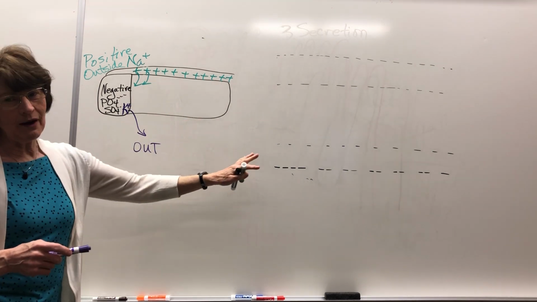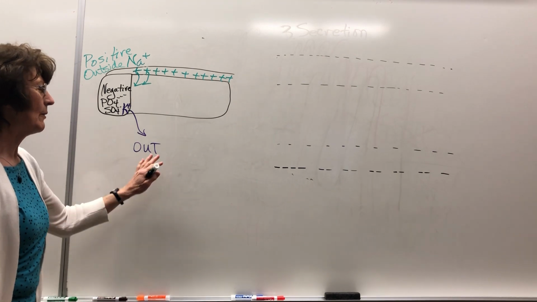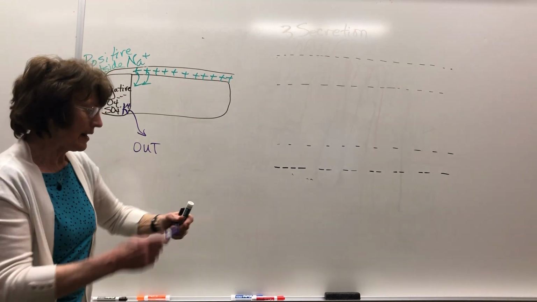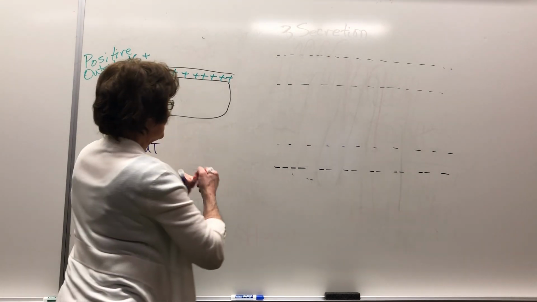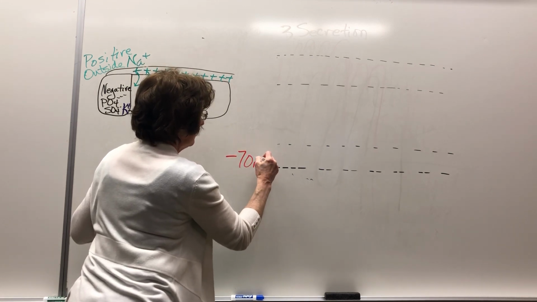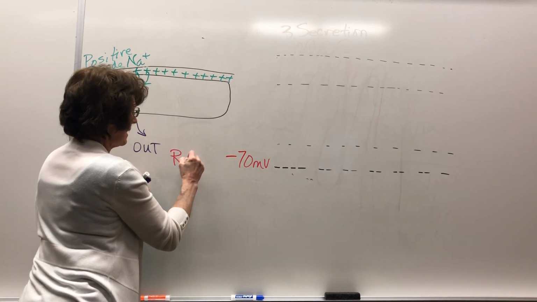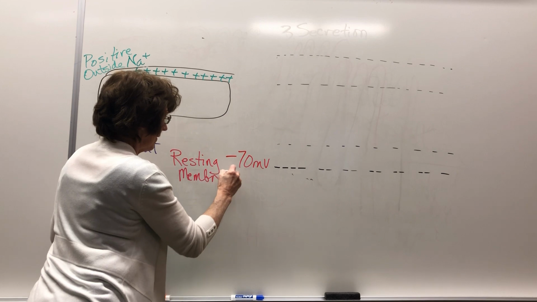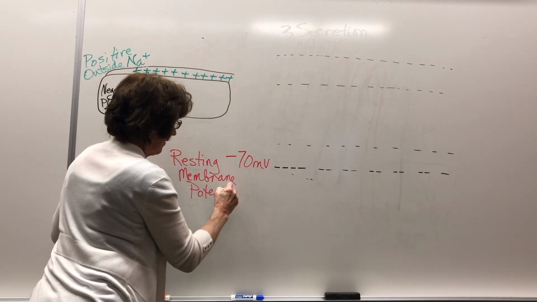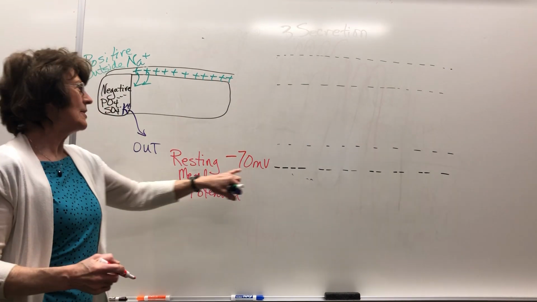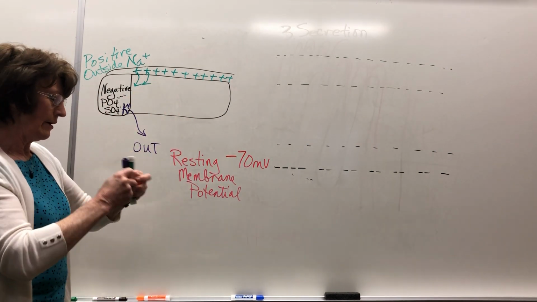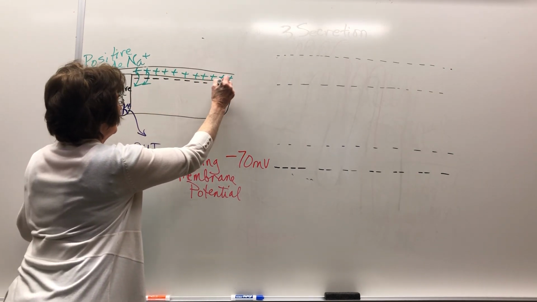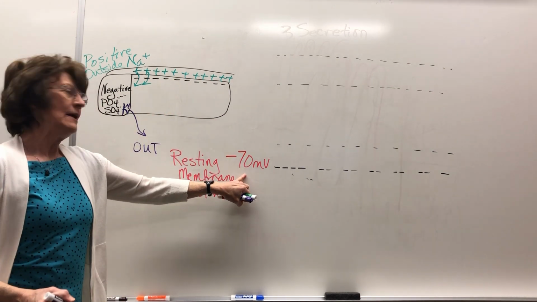What does this have to do with our graph? So let's look at the graph and see what we have here. The charge that's here is a negative 70 millivolts. That's what we're seeing as a resting membrane potential. So here we've got negative 70 millivolts, and that is the resting membrane potential. That would be the negative that's inside here, and I'm just going to put negative charges right along here.